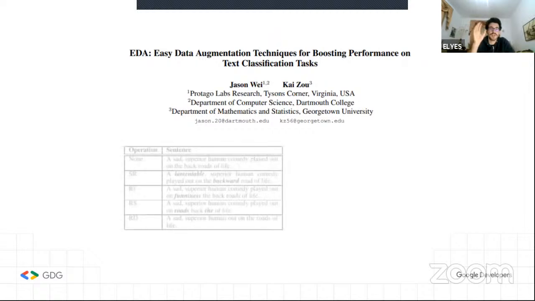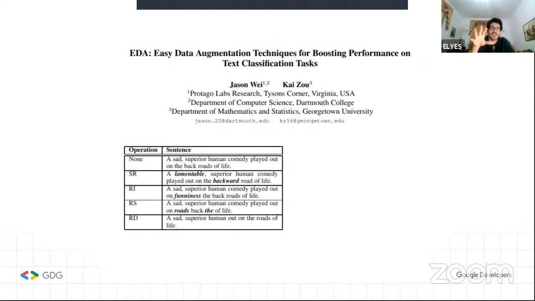So how it works: you have an original sentence, like the first one, "a sad, superior human comedy played out on the back roads of life." And you have 4 operations. The first one is called synonym replacement. As you can see, sad has become lamentable and back has become backward. Then we have RI for random insertion, meaning that we randomly insert a word into the sentence, like the word funniness. RS stands for random swap, so we swap 2 words like the and roads, and RD for random deletion, meaning we randomly delete a word from the sentence.